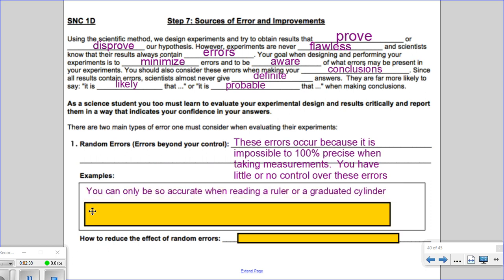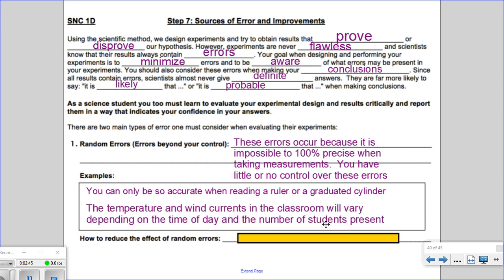Some examples would be, you can only be so accurate when reading a ruler or a graduated cylinder. And, for example, the temperature and wind currents in the classroom will vary depending on the time of day and the number of students present. This can have an effect on the readings that you might make, and you have no control over it really. To reduce the effects of random error, take an average of a number of trials. When you do an experiment, you never do it once, you do many repeats, and you average those repeats together to try and account for those random errors.